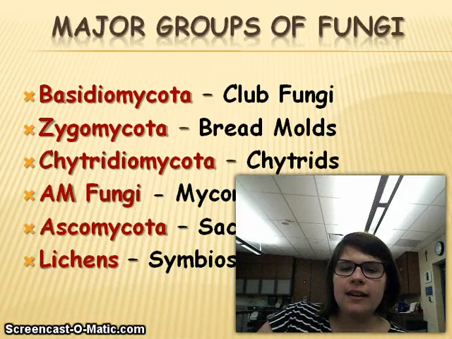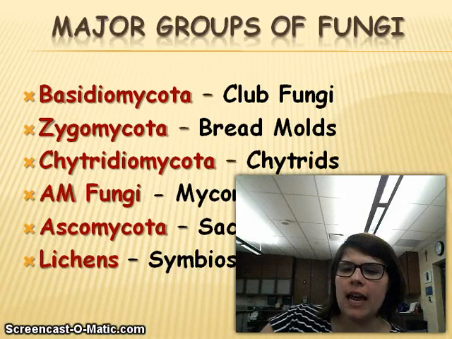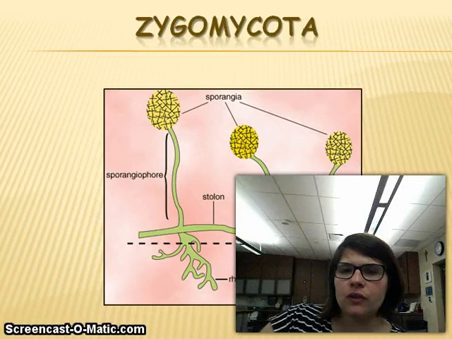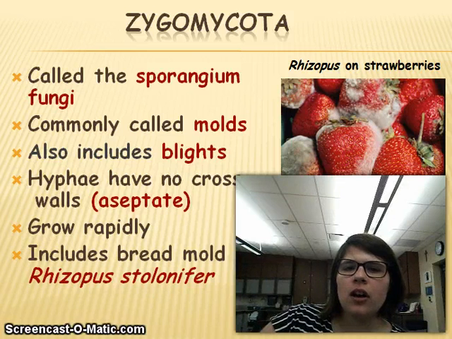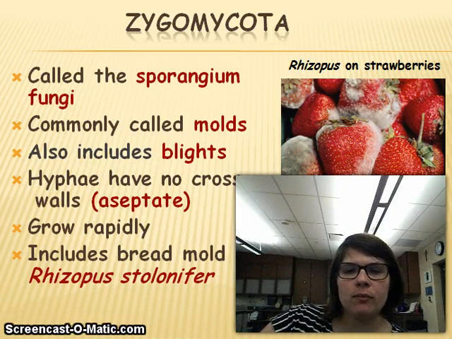So, and then finally we have the lichens, which is actually a symbiosis between algae and fungi. So we're going to talk a little bit about that as well. So here is a general picture of a zygomycota, and these are called the sporangium fungi, basically because of how they reproduce. They're commonly called molds, so you might have seen some mold, and include blights.